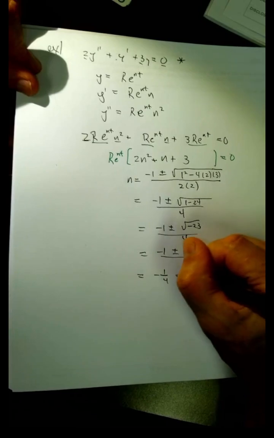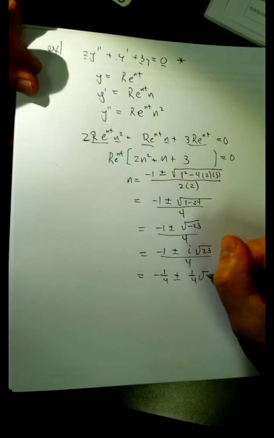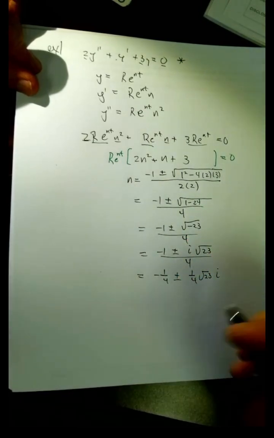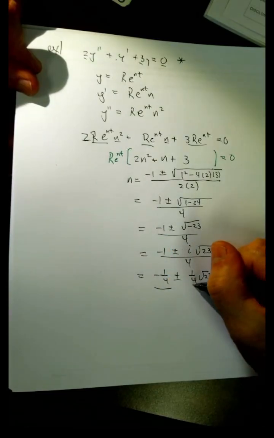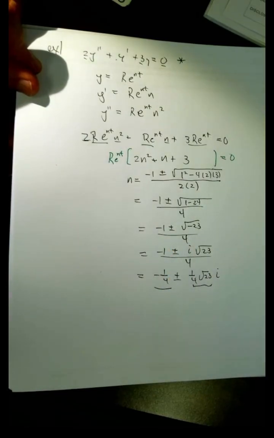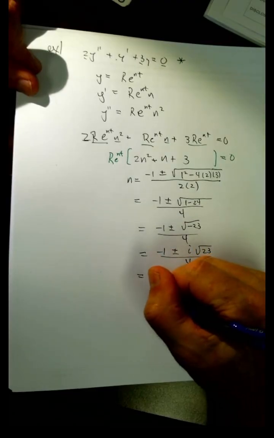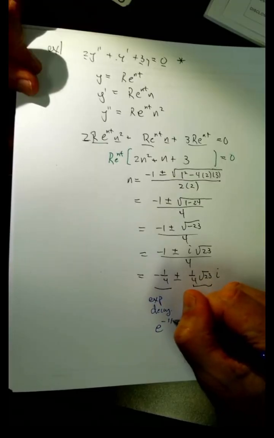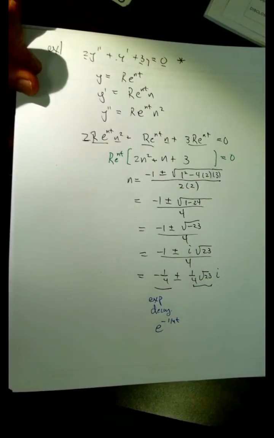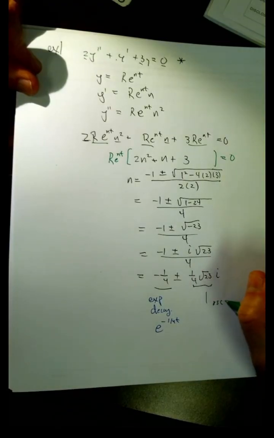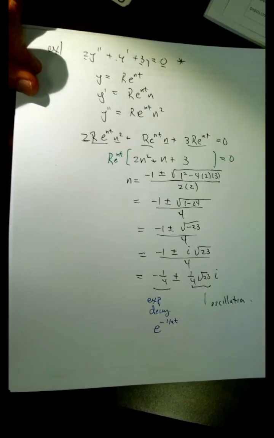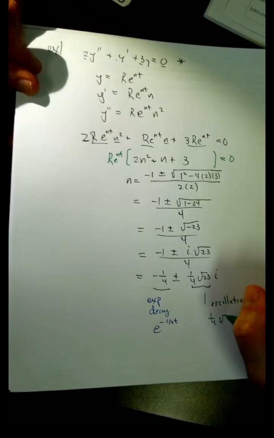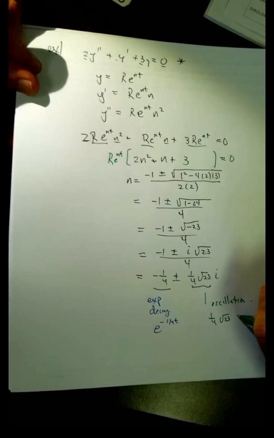So my two parts: for the real part, I have minus 1/4. For the imaginary part, I have square root of 23 over 4. So again, I immediately see I'm going to have exponential decay. The amplitude is going to decay like e to the minus t over 4. And I'm going to see oscillations because the imaginary part is not 0. So that's my omega. And I know that that times the period is going to give me 2 pi.